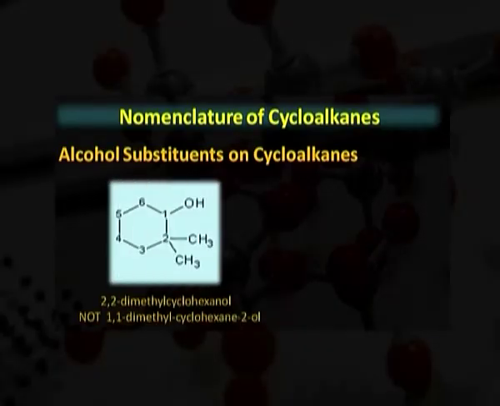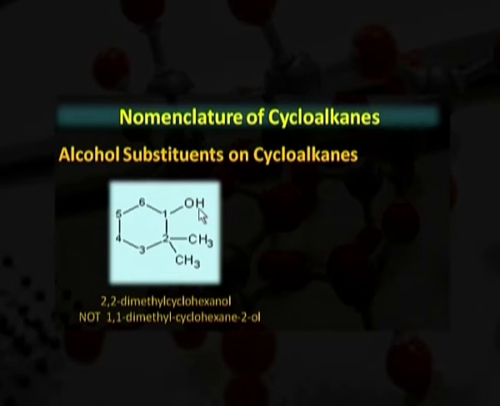Now, we will discuss the location of alcohol substituents on cycloalkanes, which is more clear in this structure. That is, this carbon number 1 is having an OH group, that is alcohol group, and this carbon number 2 is having 2 methyl groups. So, the IUPAC name of this compound is 2,2-dimethylcyclohexanol, di means 2 methyl, or you may say 2,2-dimethylcyclohexan-1-ol, because this OH group is on carbon number 1.